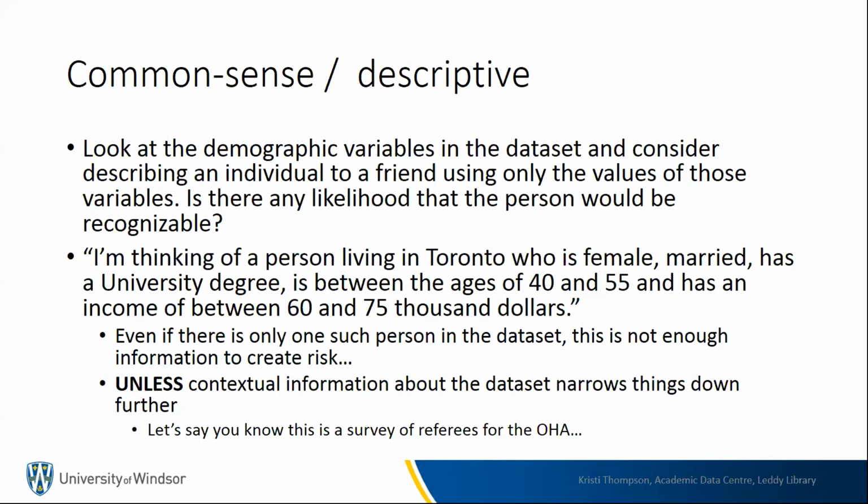Let's say I'm thinking of a person living in Toronto who is female, married, has a university degree, is between the ages of 40 and 55, and has an income between $60,000 and $75,000. Not recognizable. Even if there is only one person who matches those characteristics in the dataset, not recognizable. Unless contextual information about the dataset narrows things down further. Let's say that you know that this is a survey of referees for the Ontario Hockey Association. Whoops, there goes your risk way up again.